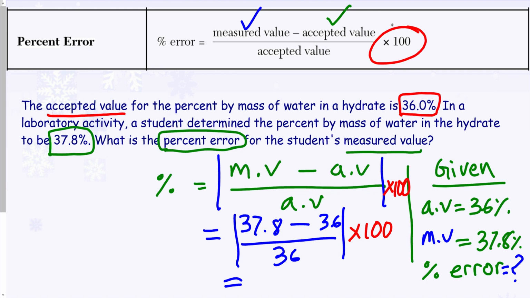Copy the formula exactly as it is, write down your given, and then just replace the terms with your values, and then carefully calculate. And therefore, I got 5% error, right? So the question was, what is the percent error for the student's measured value? 5%, right? So it's just 5%, especially during a lab. It's not a big deal. Actually, it's good. A good result for the experiment.